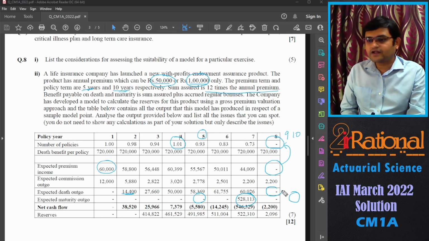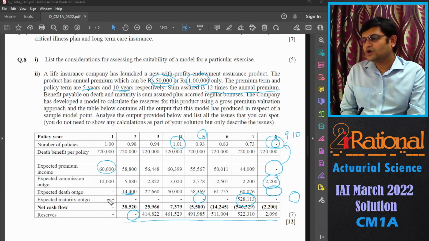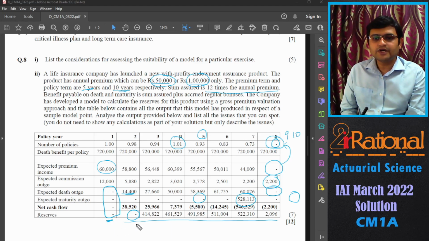The expected death outgo for the 8th year has not been calculated, but the commission, that is usually some percentage of the premium, has been calculated even though we don't know how many people survive at time 8. Reserve at time 2 has not been given. Now this is most likely all the reserves at the beginning of each of these years. So actually the values of year 1 are not required because we don't keep any reserve at time 0, but we'll definitely require a value here.